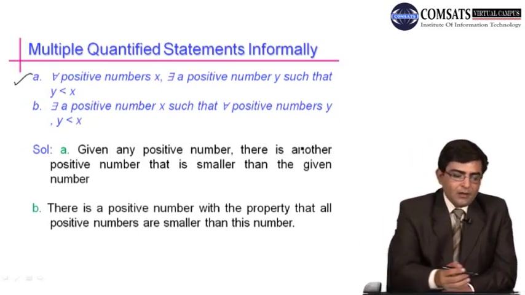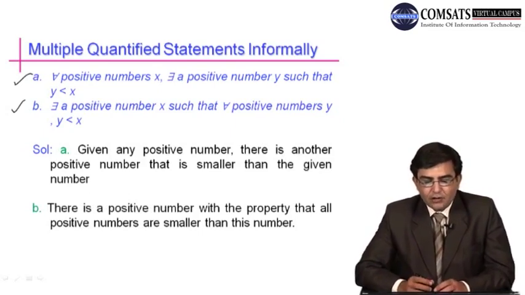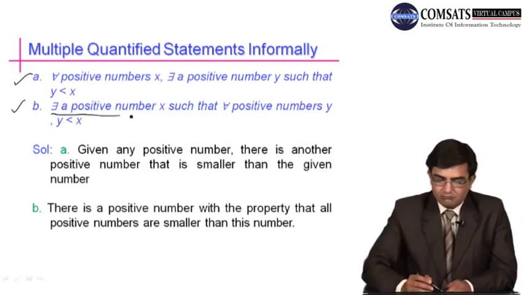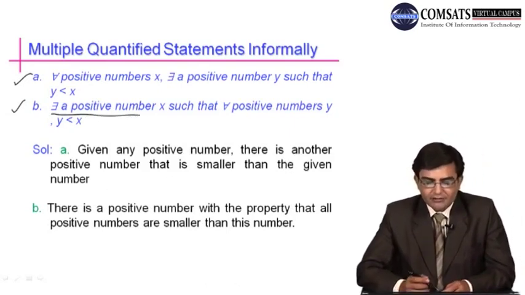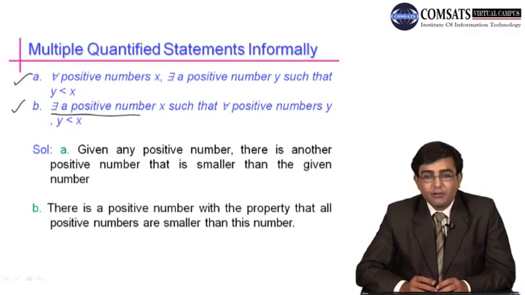Now in part B, we have: there is a positive number x such that for all positive numbers y, y is less than x. How to write this statement in an informal version? It means there is a positive number, it could be any positive number, such that for all positive numbers y, y is less than x. Means there is a positive number with the property that all positive numbers are smaller than this number. So this is how we can write the statement in B in the informal version.